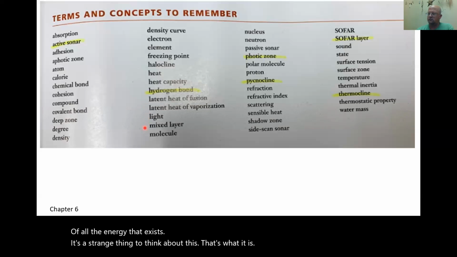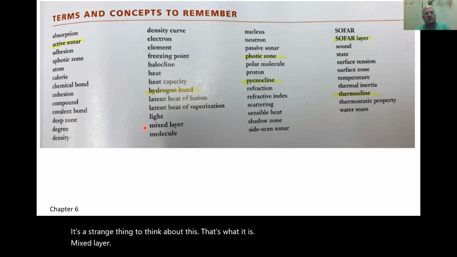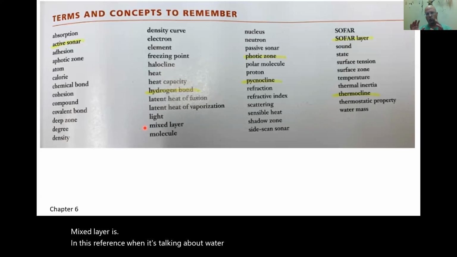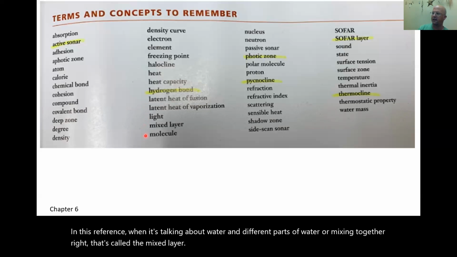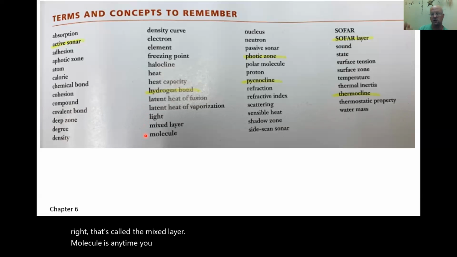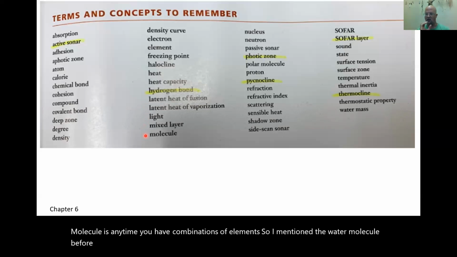Mixed layer. Mixed layer is, in this reference, when it's talking about water, and different parts of water are mixing together, right? That's called the mixed layer. Molecule is anytime you have combinations of elements. So I mentioned the water molecule before. It has 2 hydrogens and an oxygen. Those 2 hydrogens and oxygen together make up 1 water molecule.